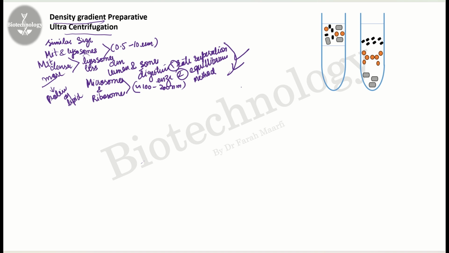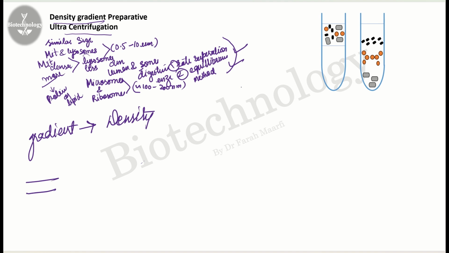Let's see how these two methods are being employed. As the name suggests, density gradient centrifugation means we are creating a gradient here, right? A gradient of density. The density gradient can be generated by placing layer after layer of the gradient medium in any test tube.